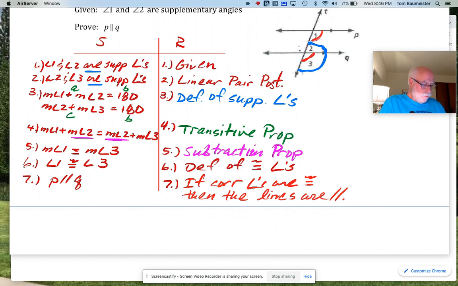Now, once I have that the measure of angle 1 is equal to the measure of angle 3, remember, if I know their measures are the same, then I can say that they're congruent.